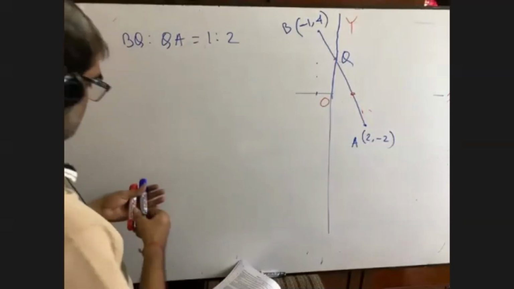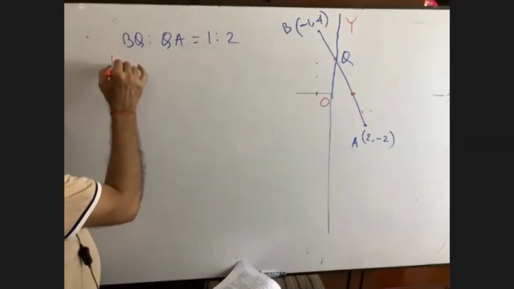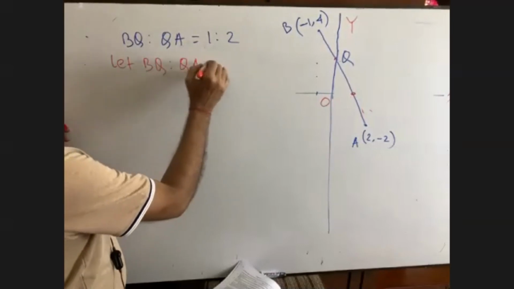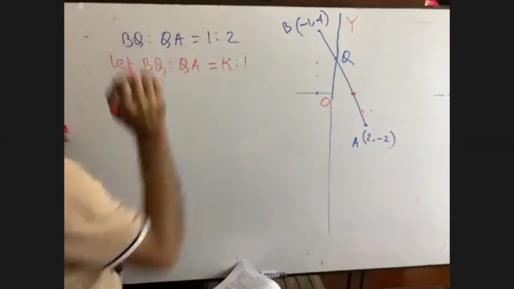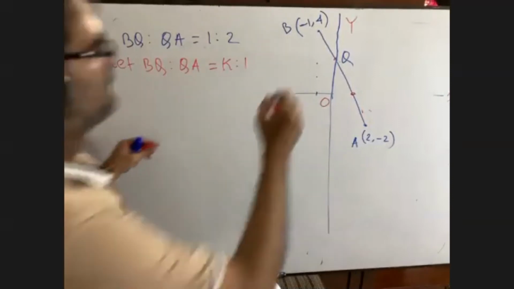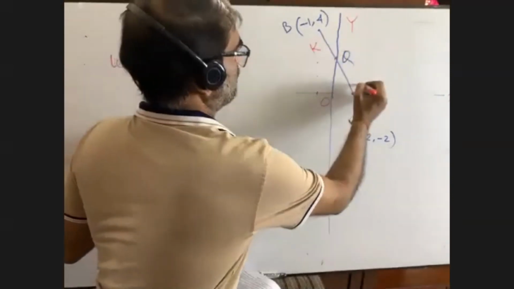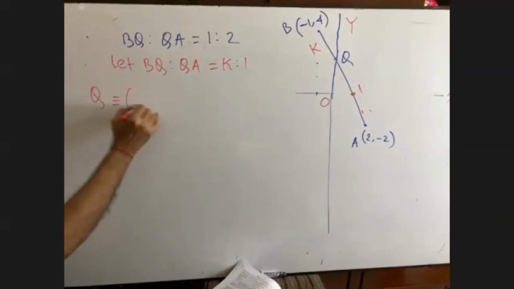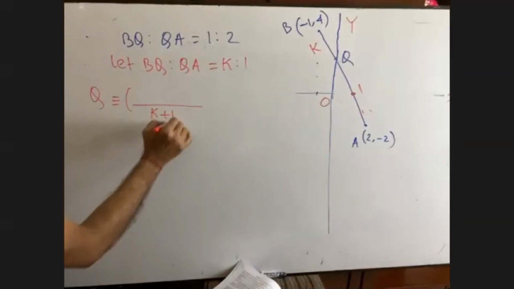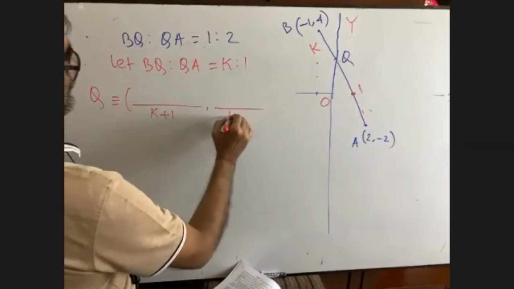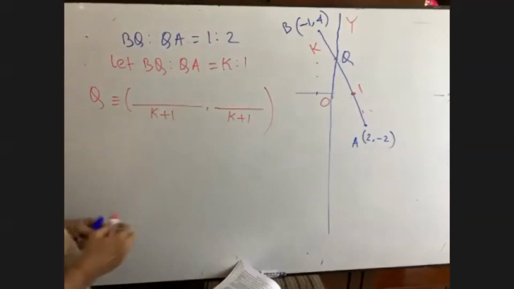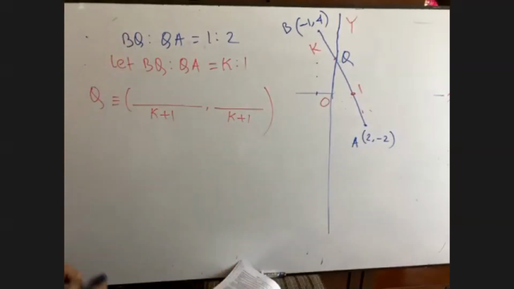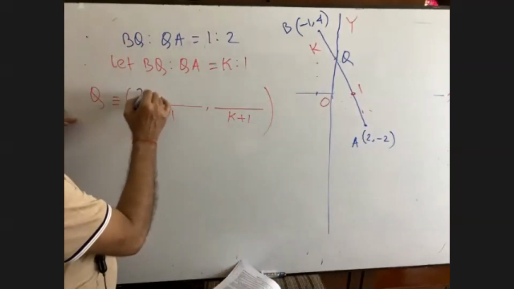Okay, you write down let BQ is to QA equal k is to 1. That means this is k and this is 1. So you write down Q equals what? k plus 1, right? So do as usual. k, so we are getting 2k.